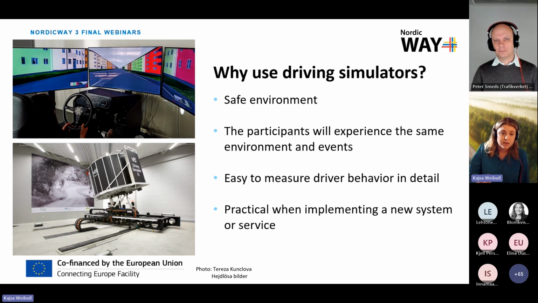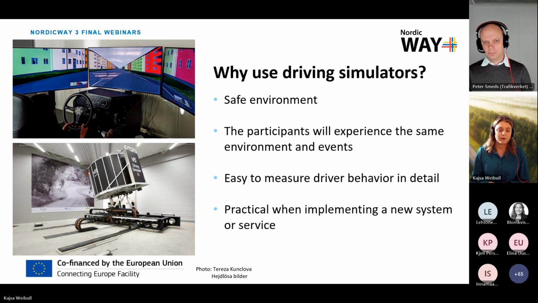First of all, it is a safe environment where we can make sure that we are not putting our participants at risk. For instance, if we want to test out how drunk drivers behave, it's not that good to do that in a real traffic environment. So therefore, we can use simulations instead. It also ensures that all participants will experience the same kind of environment and the same kind of events.